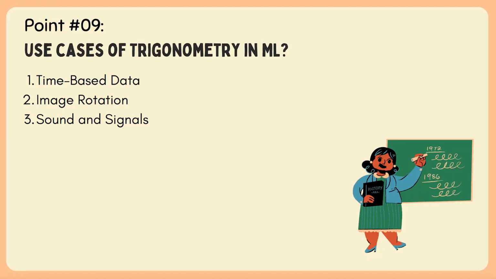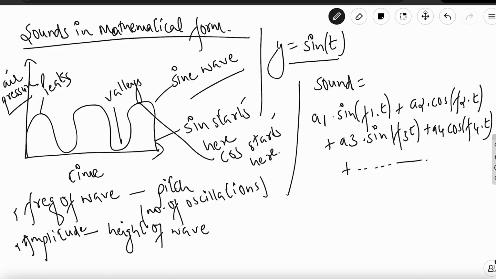Another use case of trigonometry in machine learning is to represent sounds and signals. Now, as we speak, the sound from our mouth basically rises and lowers, rises and lowers, and this happens continuously. So how do we represent something mathematically that rises and falls?